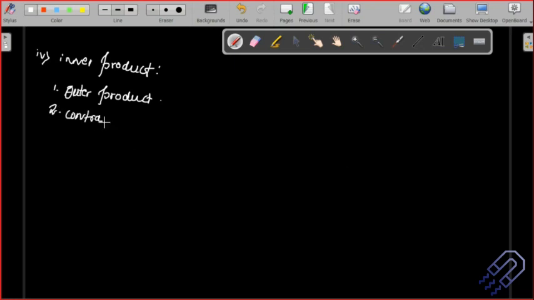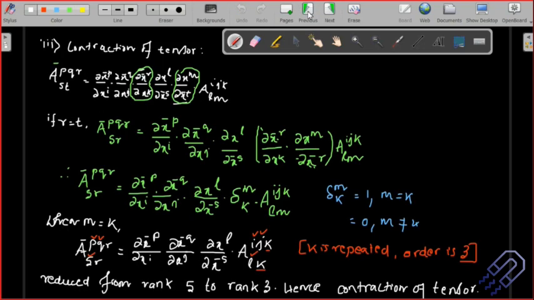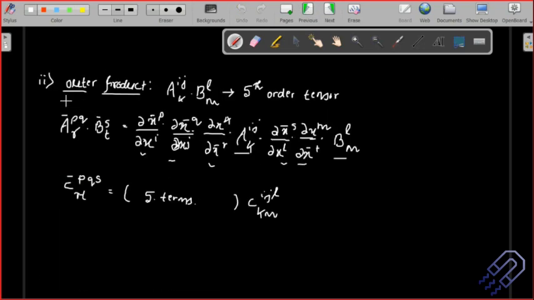So when we talk about contraction, we have an order 5 tensor or order 3 tensor. We repeat one index and it reduces the order by 2, right? So that is what contraction is. And what is outer product? We have already done it yesterday, so I'll leave it to you. See, I've taken this fifth order tensor, and I will get this.